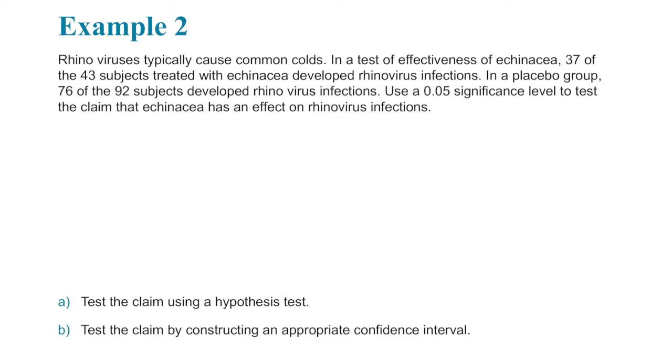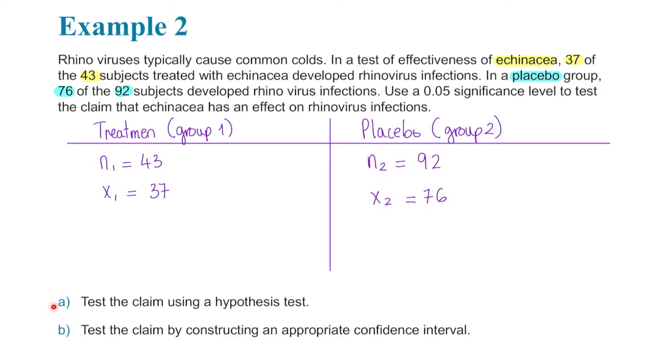I have 2 different groups. One is the treatment group with N is 43 and X is 37. The other one is the placebo group with N is 92 and X is 76. Question A. Test the claim using a hypothesis test. Question B. Test the claim using the confidence interval.